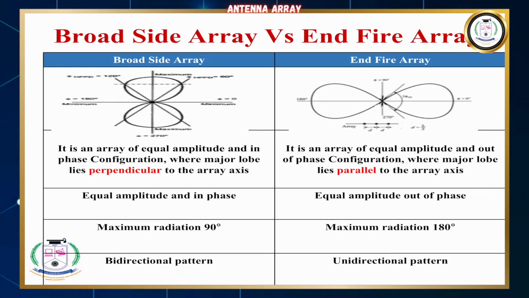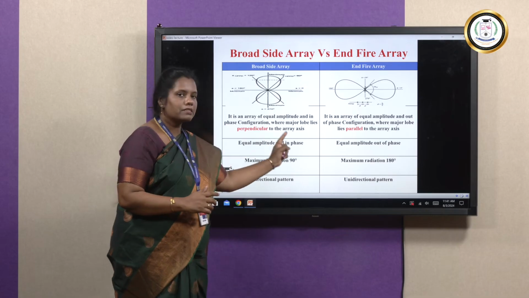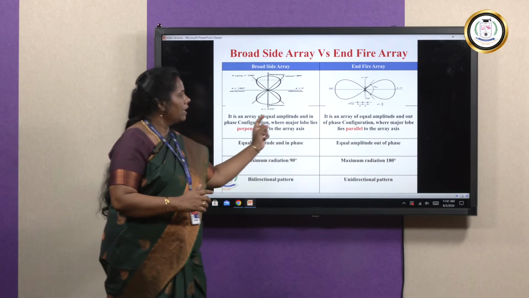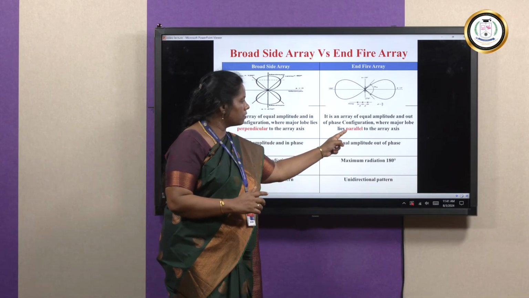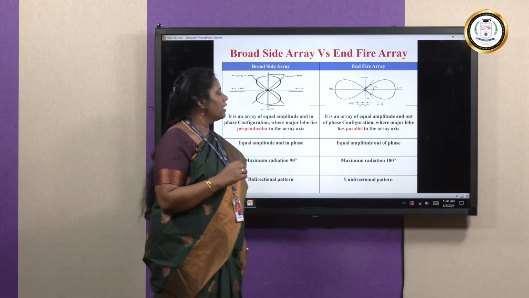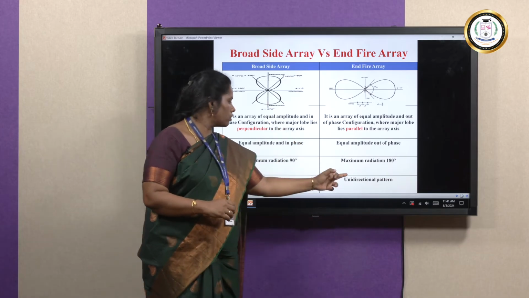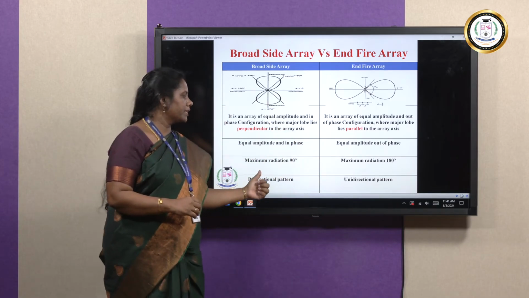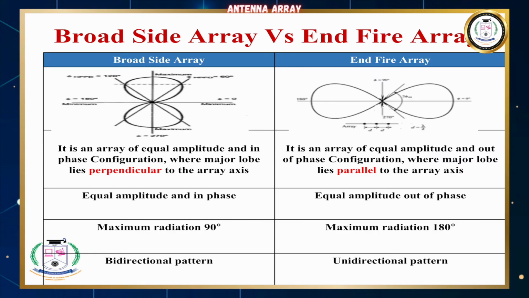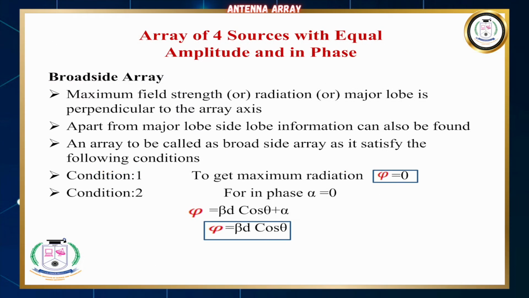We can conclude it as the radiation pattern: in the broadside array, equal amplitude and in phase configuration, maximum radiation lies perpendicular, whereas in the end-fire array, the maximum radiation lies parallel to the array axis. So here it is in phase, there it is out of phase. Here the maximum radiation is 90 degree, whereas in end-fire array the maximum radiation is 180 degree. So broadside array has a bidirectional pattern. For end-fire array it is a unidirectional pattern.